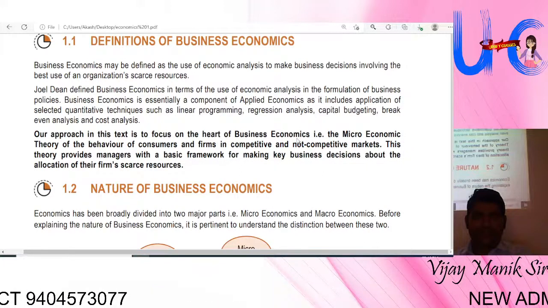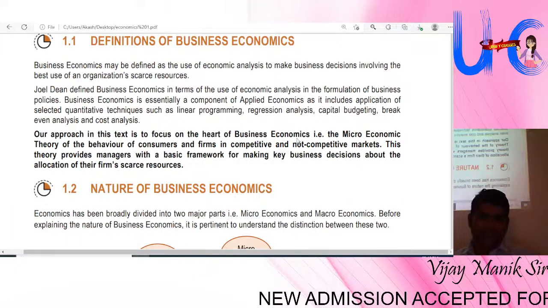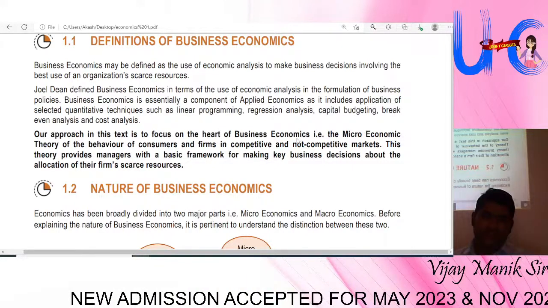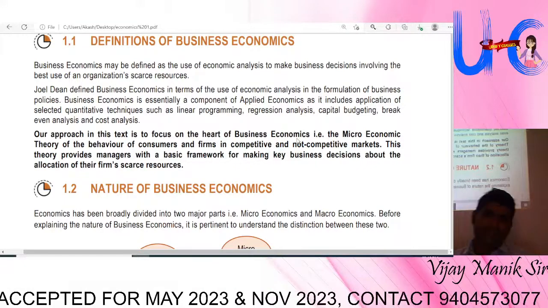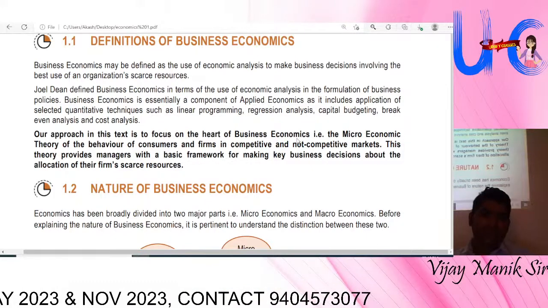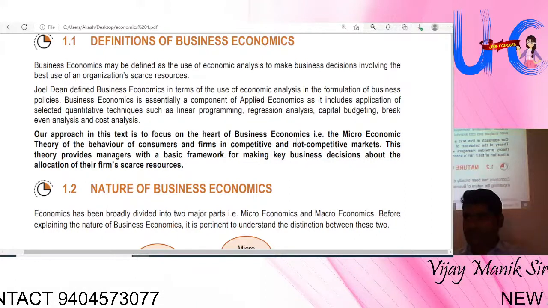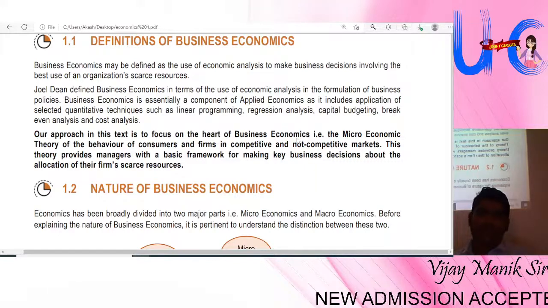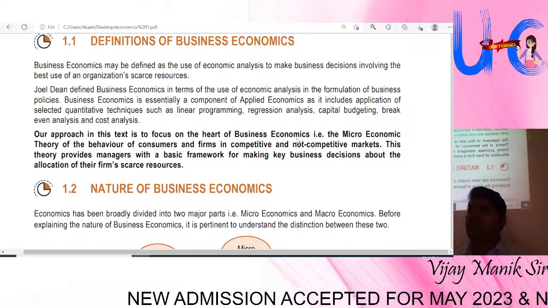So this is our approach in this text: to focus on the heart of business economics, that's the microeconomic theory of behavior of consumers and firms in competitive and non-competitive markets. This theory provides managers with a basic framework for making key business decisions about the allocation of their firm's scarce resources. Okay, so there is also one very important factor of economics, and the whole economics is just based on that particular thing, that is the resources.